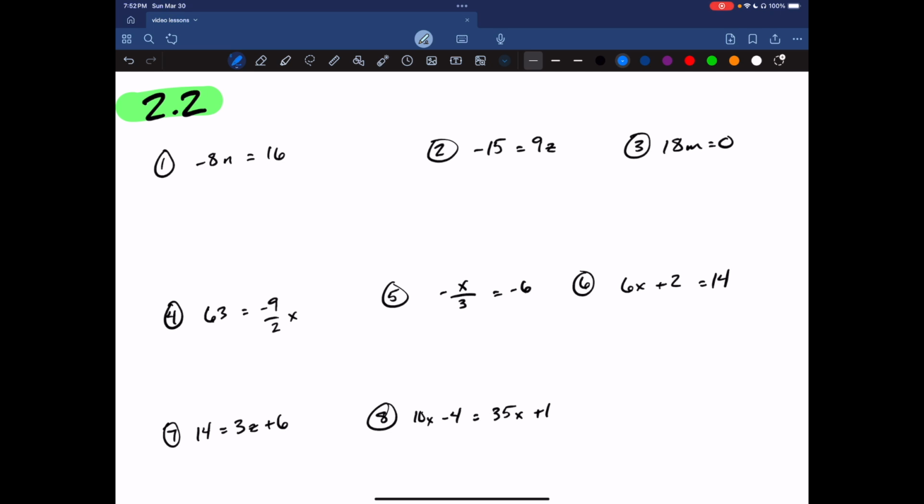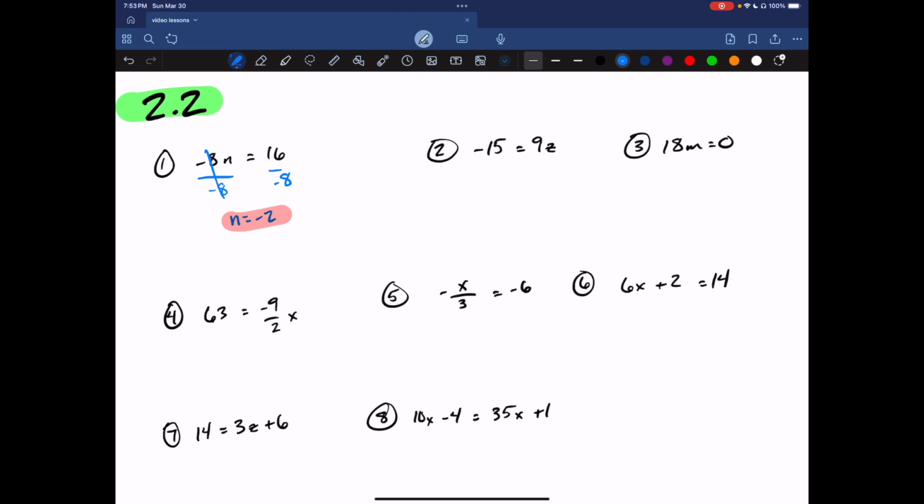On number one, we have negative 8n equals 16. I want to get n by itself. If the term that n is in is not by itself, I want to do that first, but here, this is all I got. I got negative 8n, which is negative 8 times n, so I'm going to divide both sides by negative 8. Okay, so that goes away. n equals negative 2. That's all there is to it.